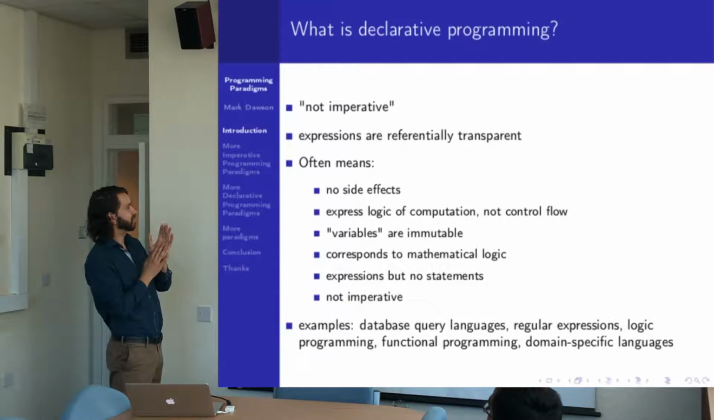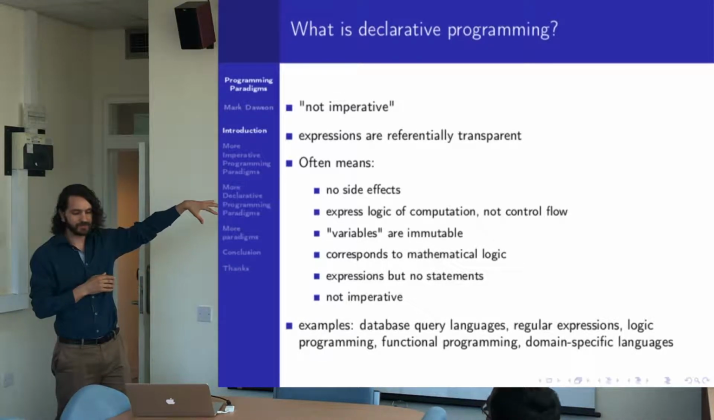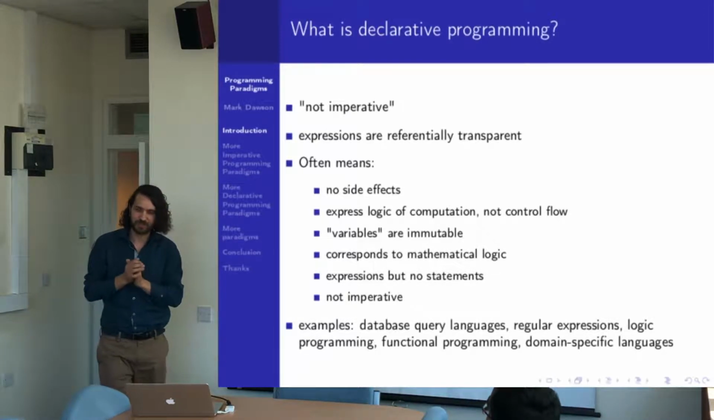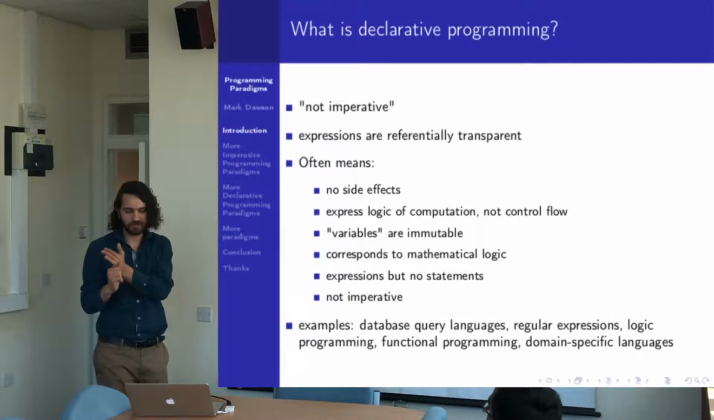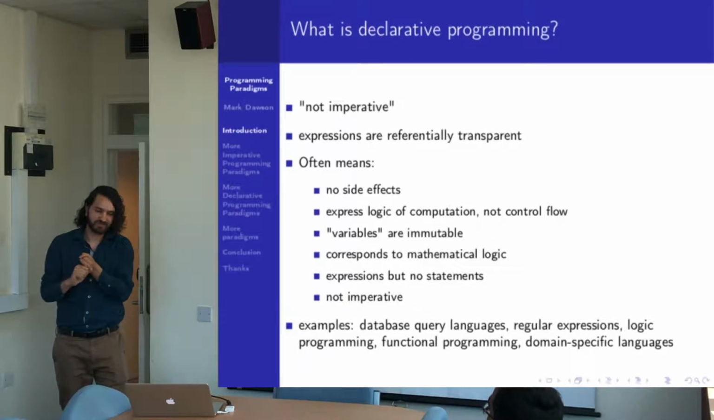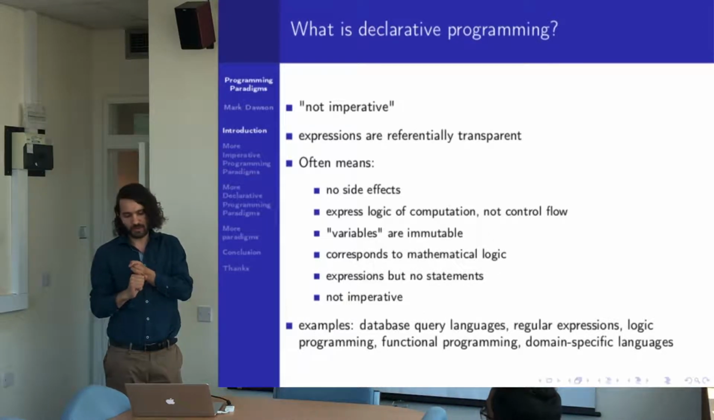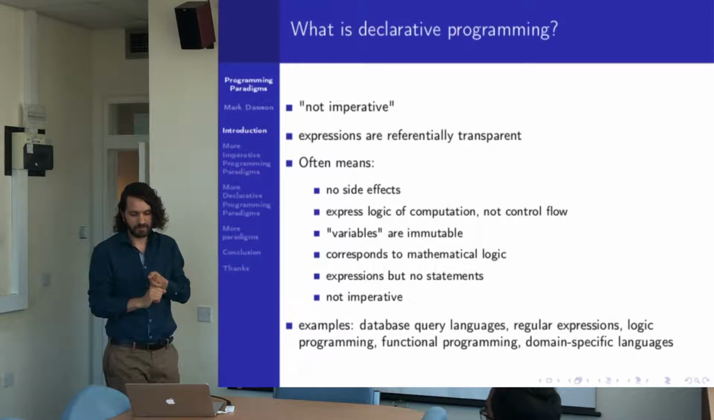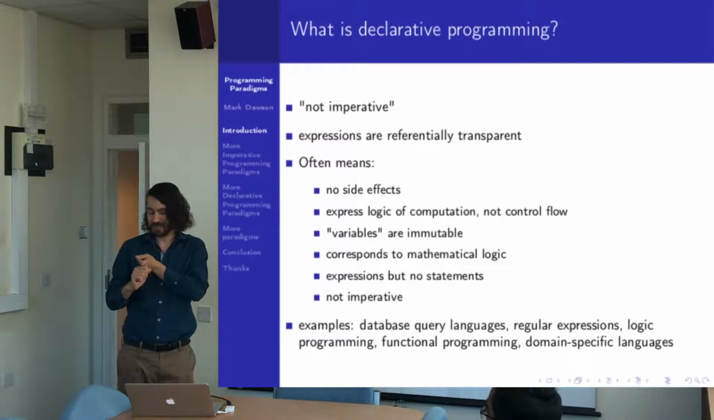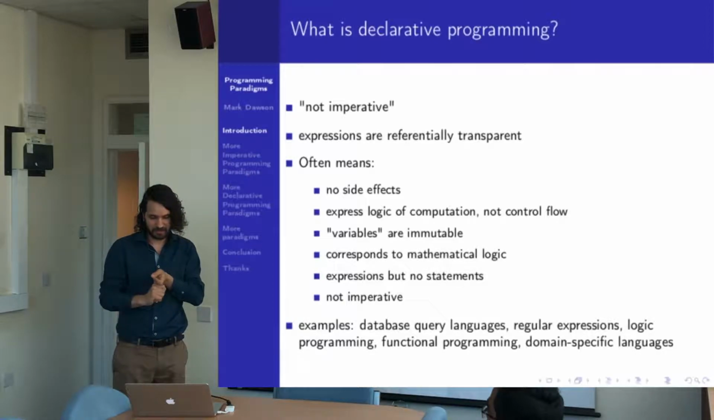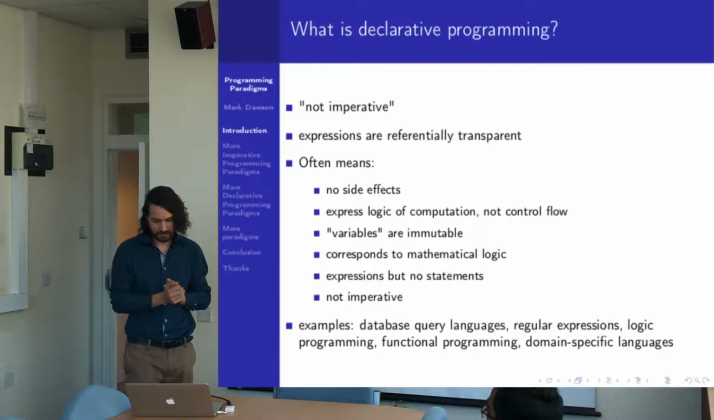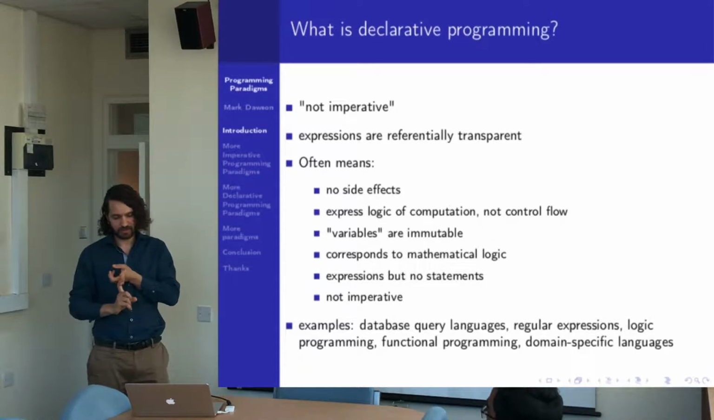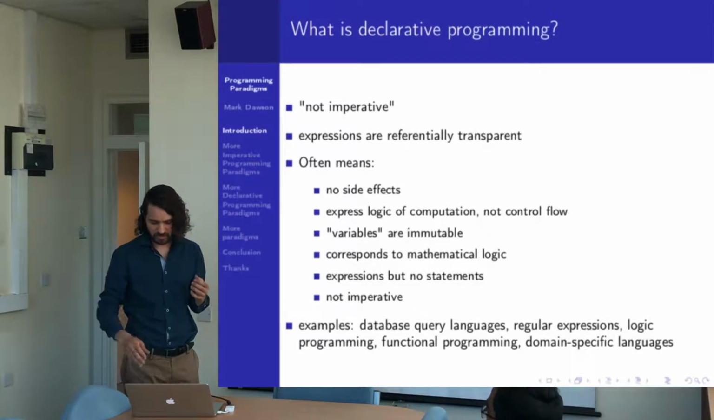That kind of brings me on to the next point, which is the definitions. Some other definitions that you'd often see are consequences of expressions that are referentially transparent. So we could have no side effects. Generally declarative programming means expressing what I want to do, not how I'm going to do it. Generally variables are immutable, and these are all consequences really of referential transparency. This sometimes corresponds to mathematical logic. So some examples: database query languages, regular expressions, logic programming, functional programming, and some domain-specific languages.